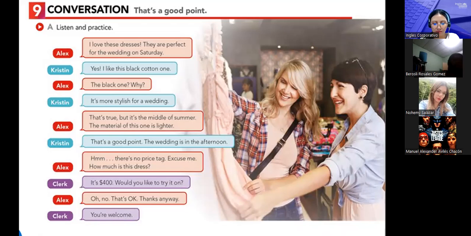I love these dresses. They are perfect for the wedding on Saturday. Yes, I like this black cotton one. The black one? Why? It's more stylish for a wedding. That's true, but it's the middle of summer. The material of this one is lighter. That's a good point. The wedding is in the afternoon. There's no price tag. Excuse me, how much is this dress? It's $400. Would you like to try it on? Oh, no. That's okay. Thanks anyway.